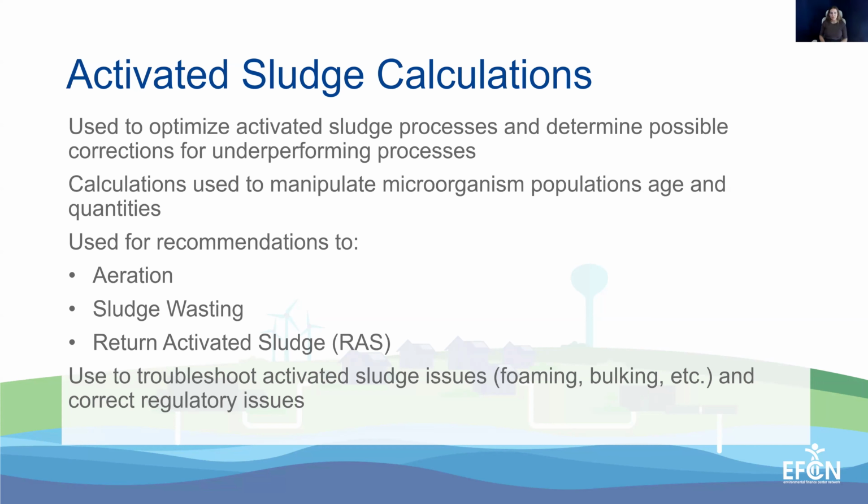These calculations are typically used to make recommendations for how much aeration is being applied to your activated sludge, how much you're wasting from your secondary clarifiers or directly from the activated sludge process, and then how much return activated sludge you're returning to your process. And then again, they help you troubleshoot to know if you need to make any recommendations or adjustments to those parameters in the case that you have any foaming or bulking and other issues, and to address any regulatory issues as well.